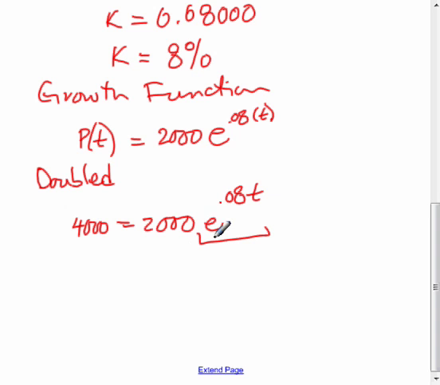Again, to solve for t, I must isolate that part of the term, divide both sides by 2,000. Now solving for t, again I could change from exponential to logarithmic, or I can ln both sides, whichever I want to do. I'm getting good at that change into exponential form, so we'll go 0.08t, that's my exponent, is equal to log base e of 2.